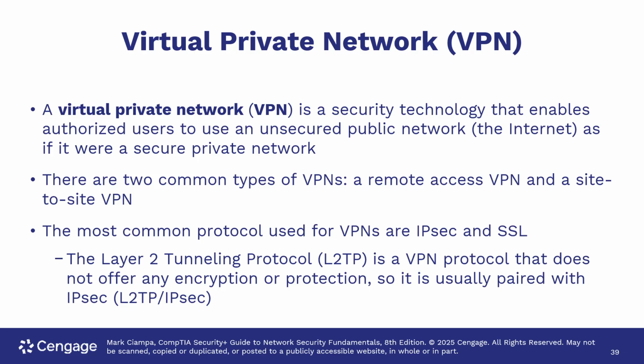The most common protocols used for VPNs are IPsec and SSL. Actually, SSL was replaced by Transport Layer Security, TLS. The Layer 2 Tunneling Protocol is a VPN protocol that does not offer any encryption or protection, so it's usually paired with IPsec, and it's noted as L2TP/IPsec. If you're setting up a virtual private network like that, make sure that it's encrypted or protected.